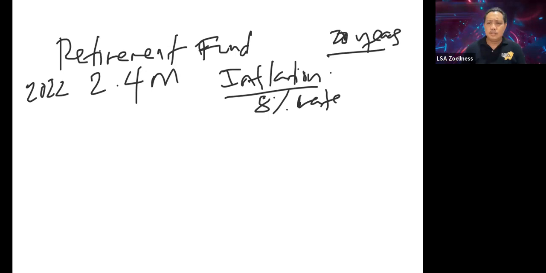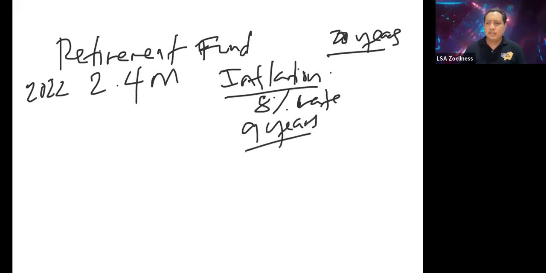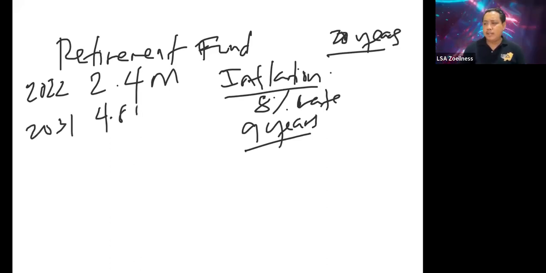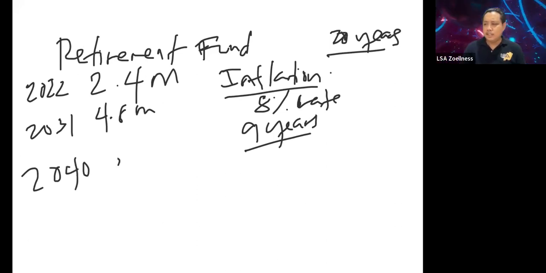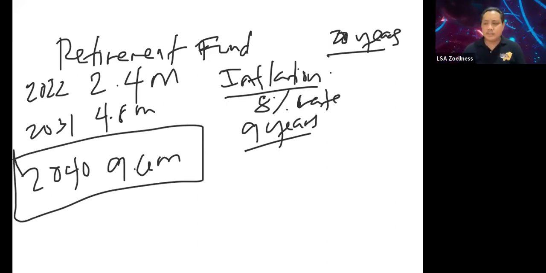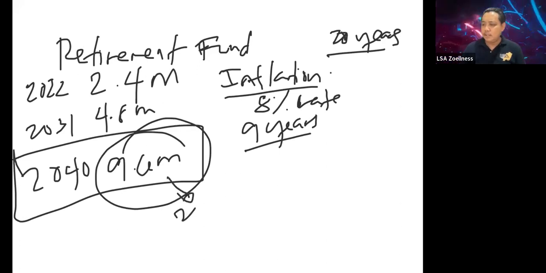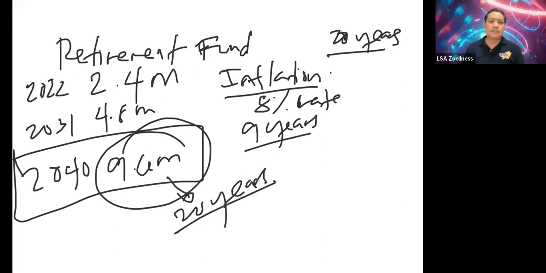Okay. So using the rule of 72 divided by 8, the value of your money doubles every 9 years. So at 2031, hindi na 2.4 million yan, it's 4.8 million. At 2040, it's already 9.6 million. So let's say we'll work at 9.6. So ito ang kailangan mong retirement, 9.6 million in 20 years.